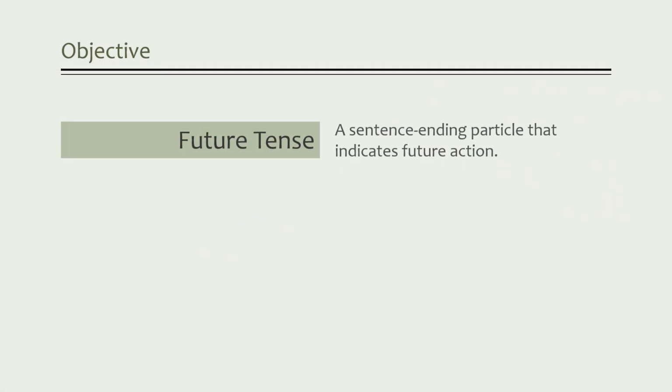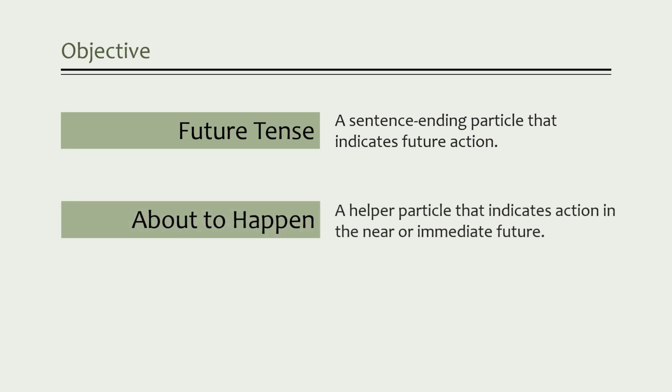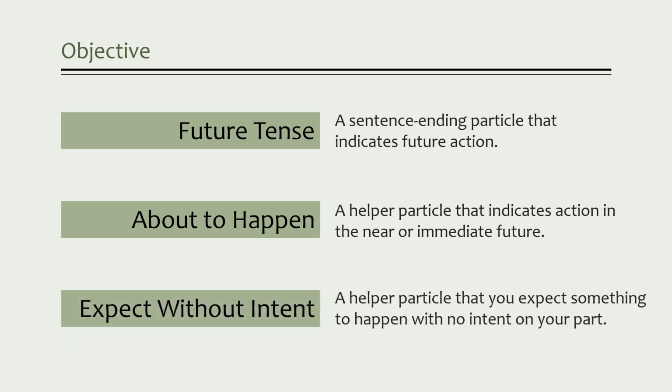In this lesson, I'm going to show you how to say that you're going to do something in the future or that something's going to happen in the future. You'll also learn how to refine that phrase to indicate that you're going to do it right away. Lastly, there are some things that you expect are going to happen in the future, but really as no result of your intentions. When that's the case, another helping particle is sometimes used.